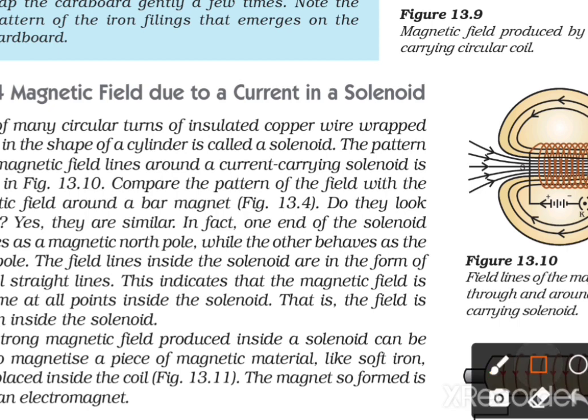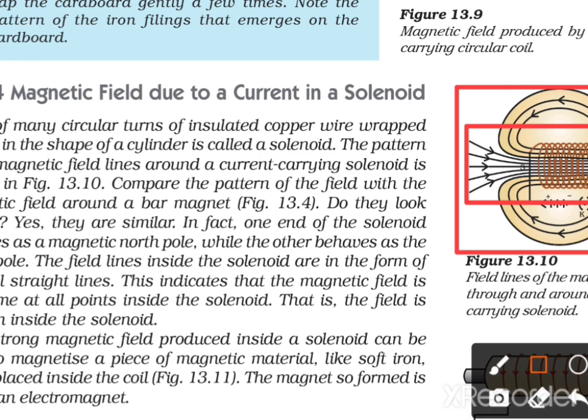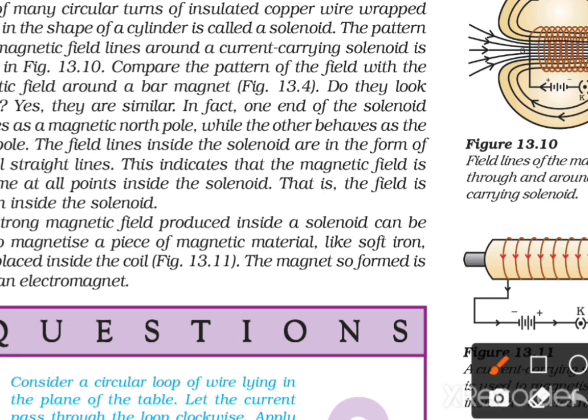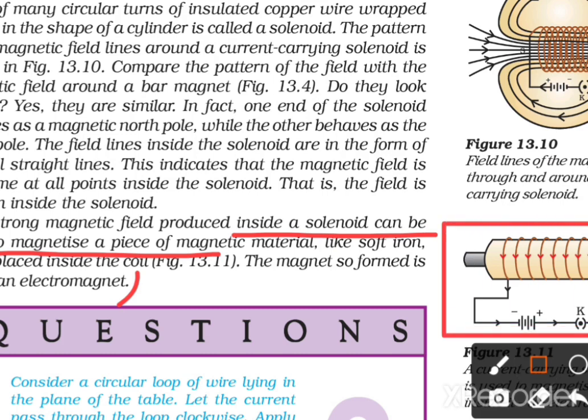And this is the magnetic field around a solenoid. And see, inside the solenoid, the magnetic field lines are parallel to each other. And the strong magnetic field produced inside a solenoid can be used to magnetize a piece of magnetic material like soft iron when placed inside it. So it is shown in this image.